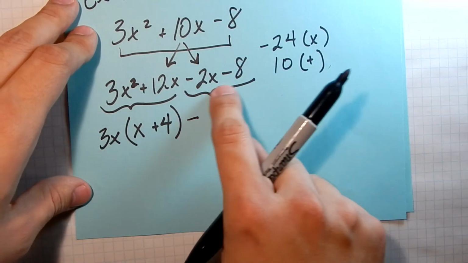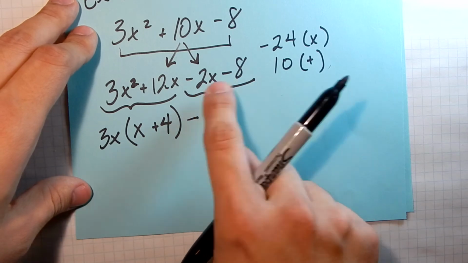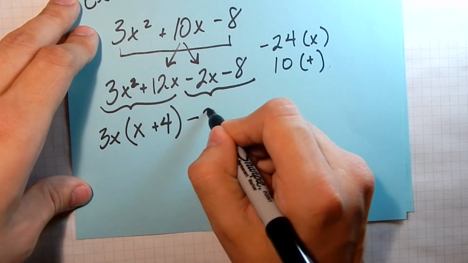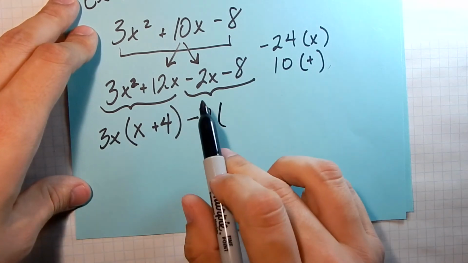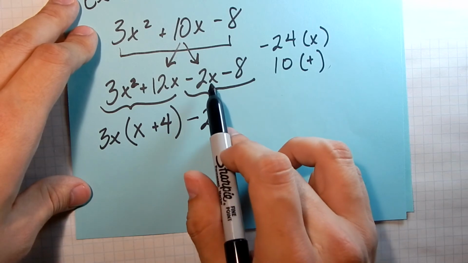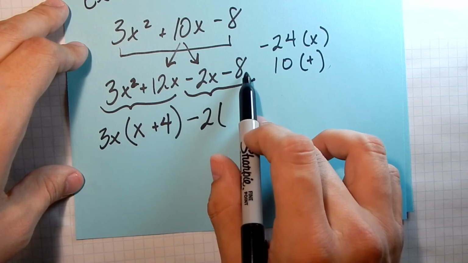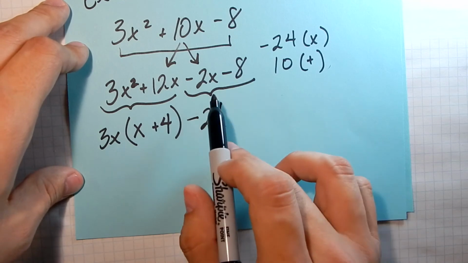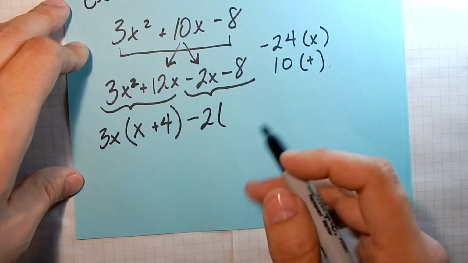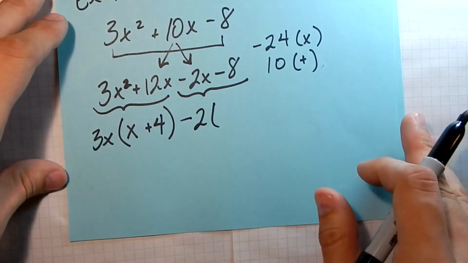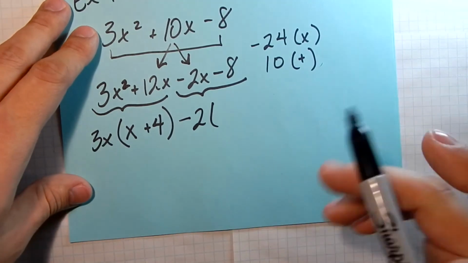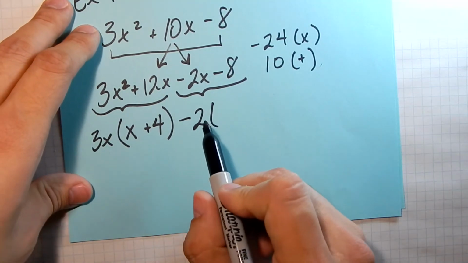Now, in this case we can actually pull a 2 out, but sometimes we run into the situation where you can't pull anything out. They're what we call relatively prime. And in those cases you just pull out a 1, because you have to pull something out.